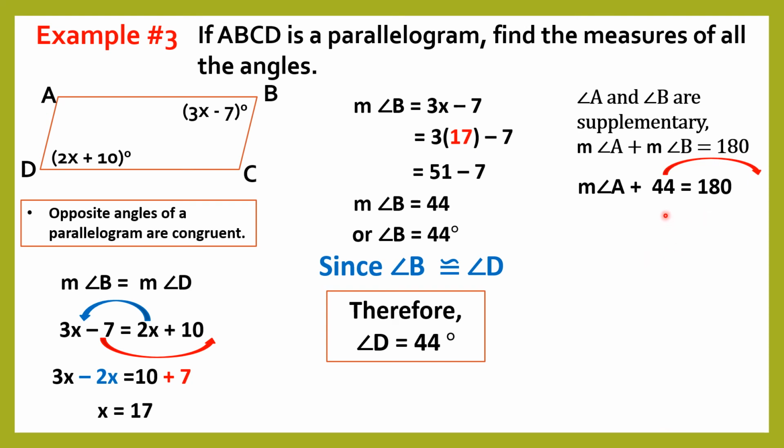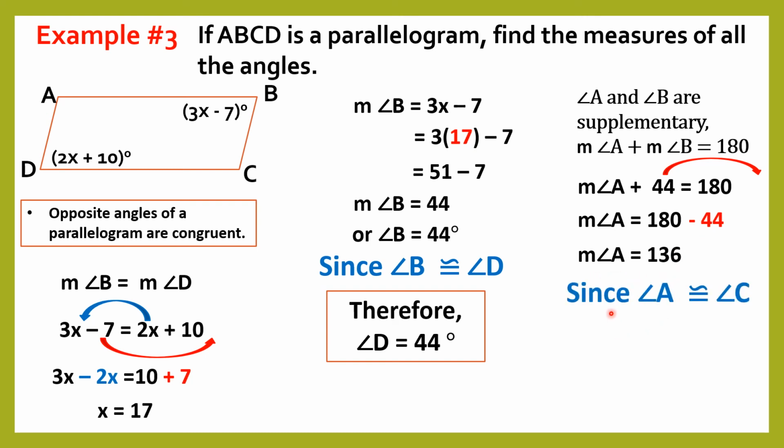Then we transpose 44 to the right side, so it will become negative. So we will have the measure of angle A is equal to 180 minus 44. Subtract. So we will have the measure of angle A is equal to 136. So since angle A is opposite angle C, and opposite angles of a parallelogram are congruent, if angle A is 136 degrees, therefore angle C is equal to 136 degrees.